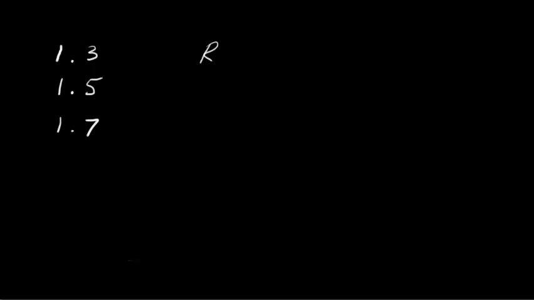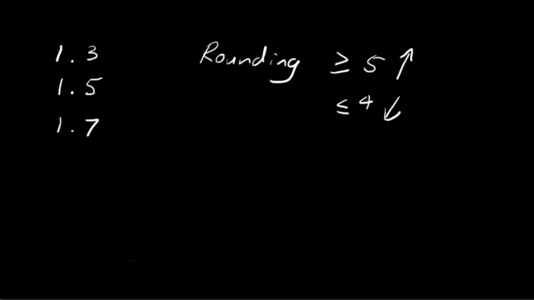The first one is rounding. No up, no down. It's just called rounding. And the rules of rounding are basically if it's greater than or equal to 5, round up. And in all cases where it's 4 or lower, so less than or equal to 4, you round down. Very simple. So let's look at rounding as applied to these examples.